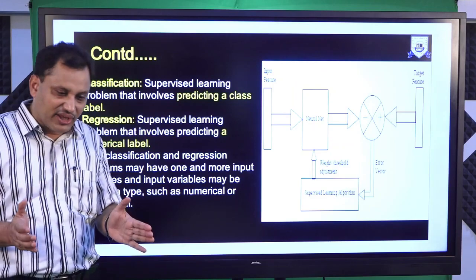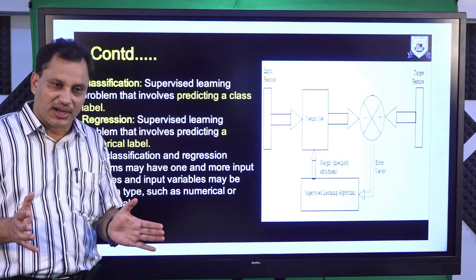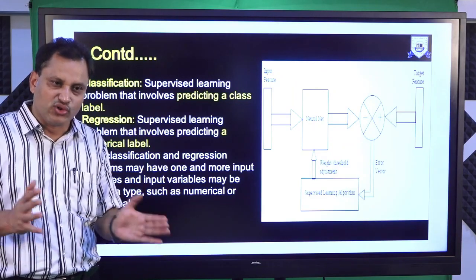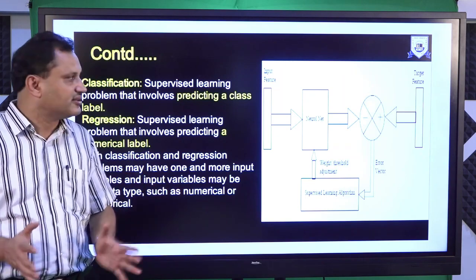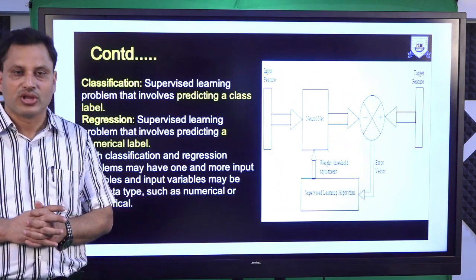So in the case of classes, the supervised learning problem involves predicting a class label. Supervised learning is very, very useful when we are doing classification.